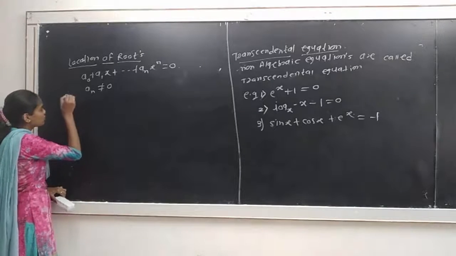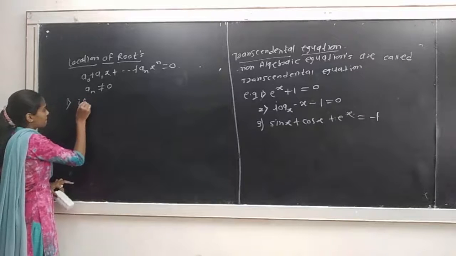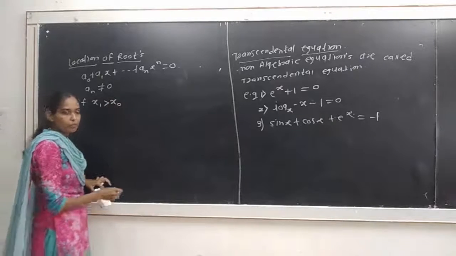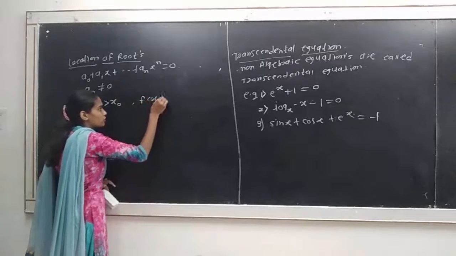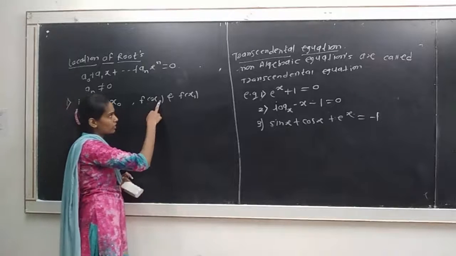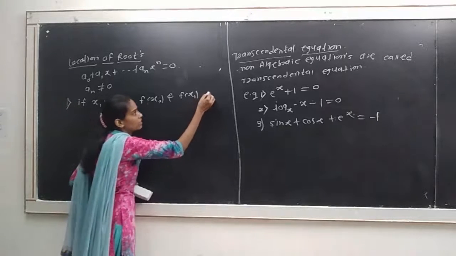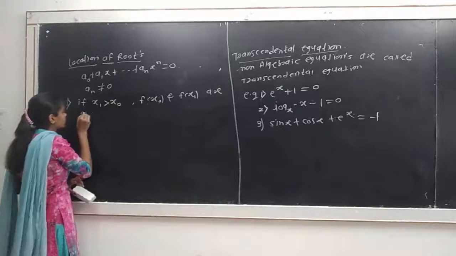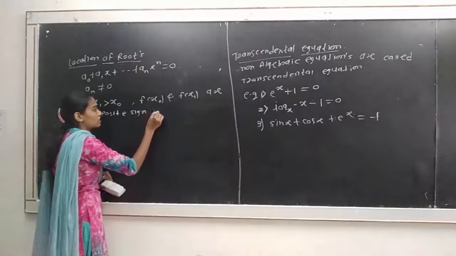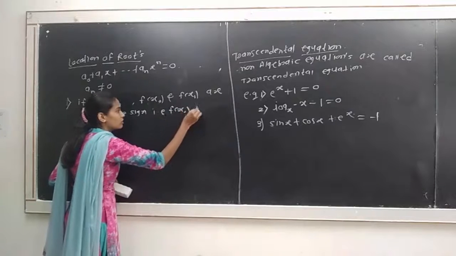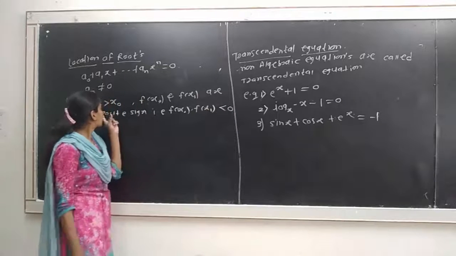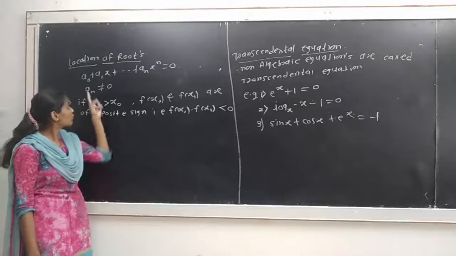Then the first rule is, if x1 is greater than x0 be two real numbers with f of x0 and f of x1, that is the value of the function at point x0 and the value of the function at point x1, are of opposite sign, that is f of x0 into f of x1 is always less than 0. Here we see the first rule for location of roots.